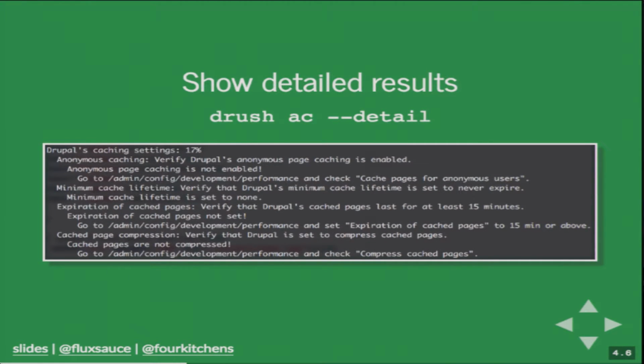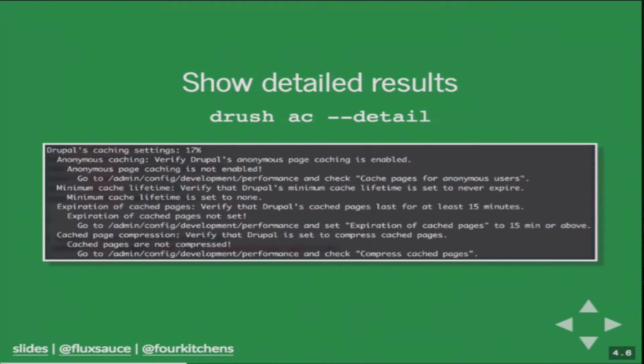There's also a detailed results view, which will give you information that is both the things that have passed and also the things that might just be purely informational, in addition to the things that are problems. The first version is basically just show me what's wrong. That's usually what people want to know. They want the actual recommendations or just a validation, like, yep, 100%, cool, I can move on. Or I want to find all the information out. So it'll tell me minimum cache lifetime: verify that Drupal's minimum cache lifetime is set to never expire. Okay, this passed, no problem, minimum cache lifetime is set to none.